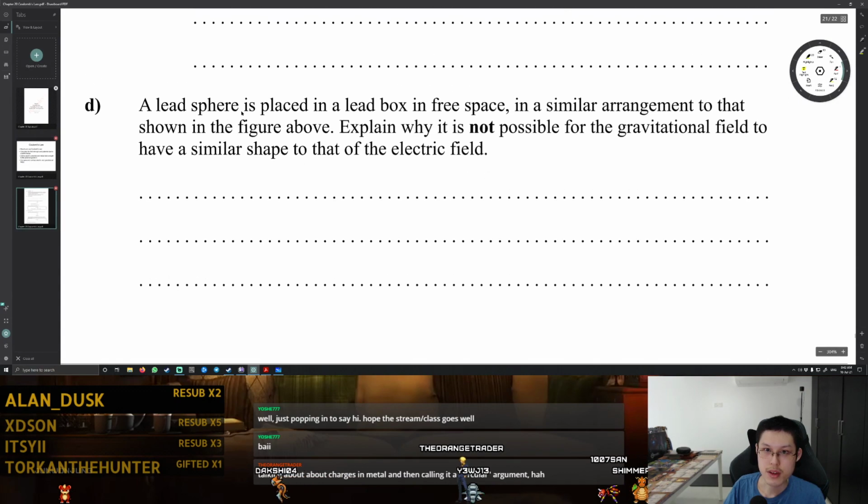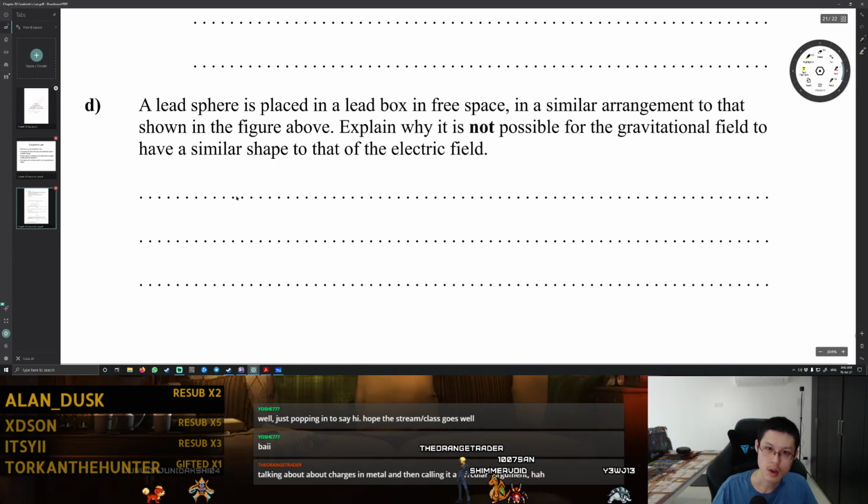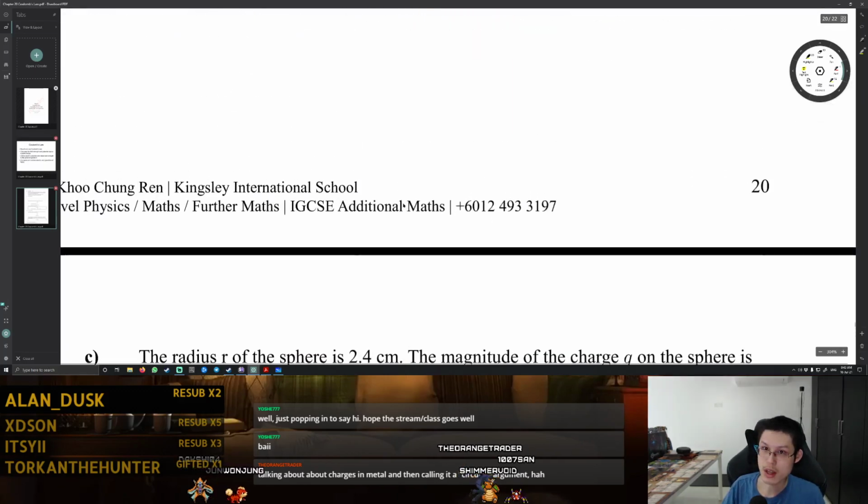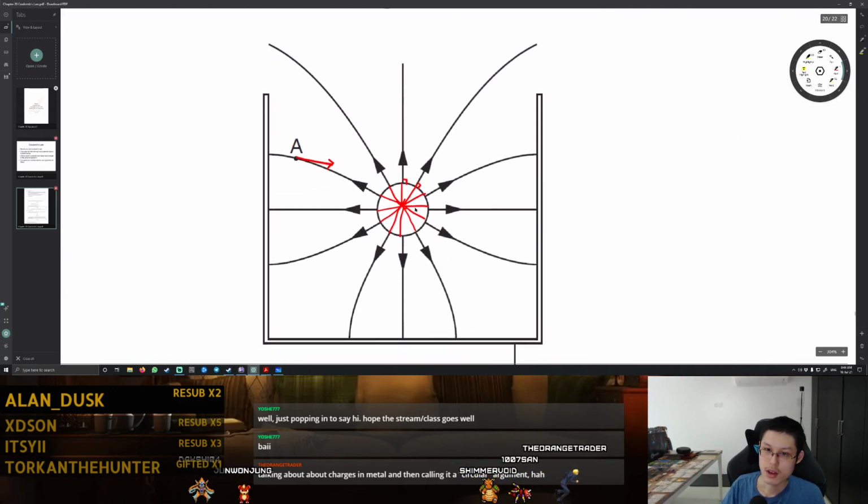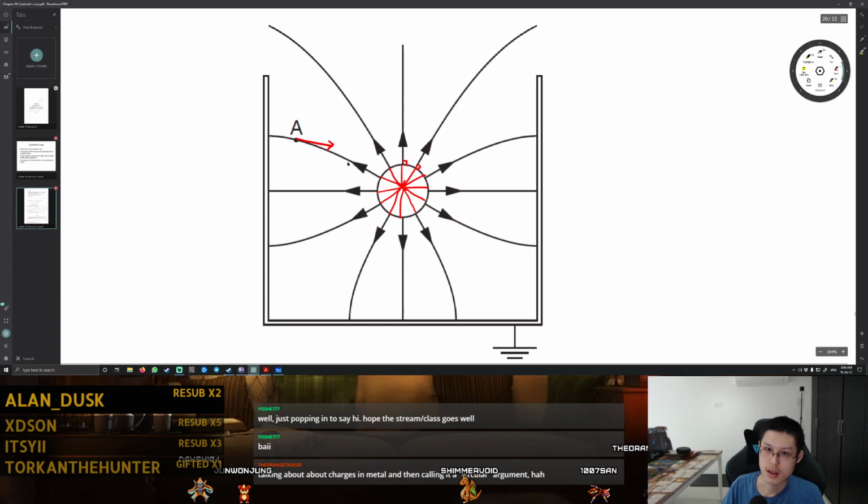Okay, part D. A lead sphere is placed in a lead box in free space in a similar arrangement. Explain why it is not possible for the gravitational field to have a similar shape to that of the electric field. So if you look at the diagram here, you can see that the electric field sort of bends a little so that it is normal to the surface of the box. See, they're all normal to the surface of the box. And the reason it is normal to the surface of the box is because there are charges induced on the surface of the box.